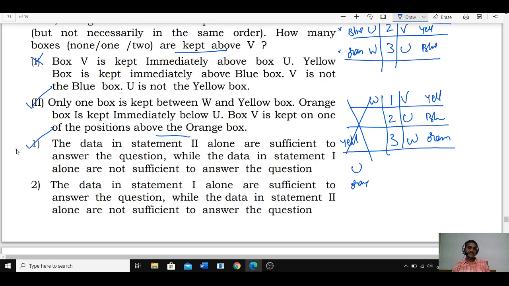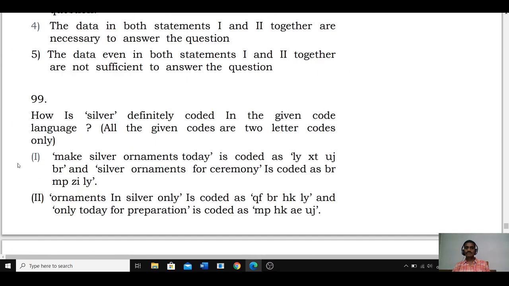Hence, only 2 alone is sufficient. Choice 1, 98. Then 99.